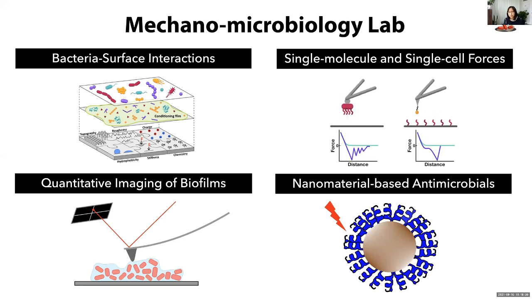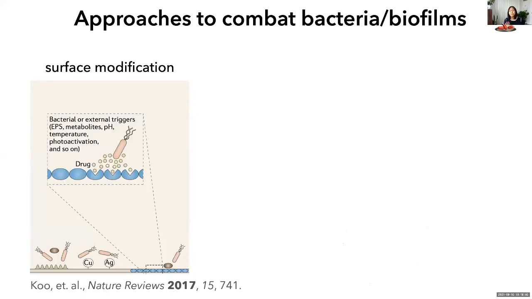So this antimicrobial is meant to target bacteria and biofilms. So there are different approaches or different ways that one could target bacteria or biofilm infections. So I'm just going to show you the popular ones. One of them is surface modification. So as the approach implies, we tune physical properties of the surface in the hopes that we could either suppress attachment of bacteria or even kill them upon contact.